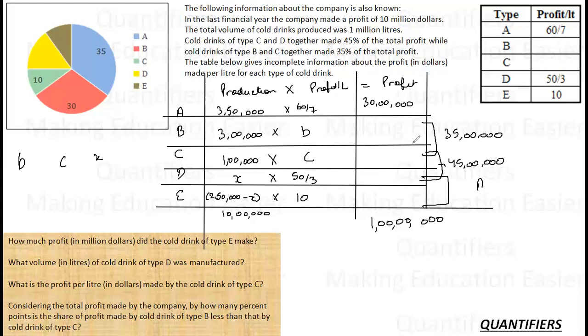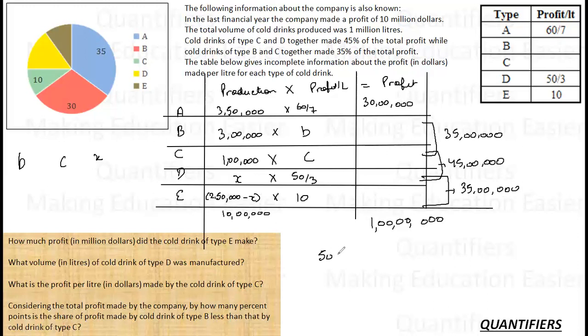See, this is 30 lakh. These two together are 35 lakh. So 30 plus 35, these three together are 65 lakh. So if these three are 65 lakh, the remaining is 35 lakh, which means that profit for D plus profit for E is 35 lakh. Or if I solve this further, what will I get?